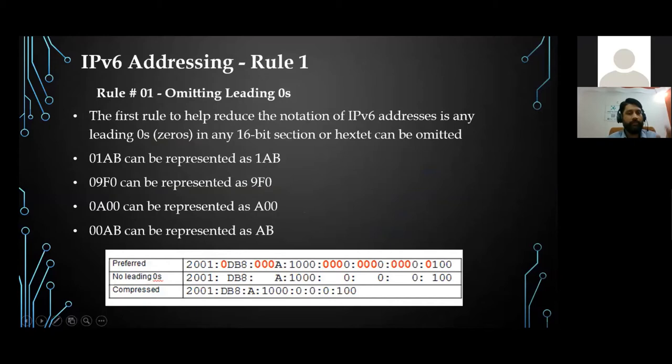Okay, the first rule was very simple: omitting the leading zero. Starting zeros can be omitted, like 01 alpha beta can be written as 1 alpha beta. That is very simple. Same concept for 00AB, which could be written as AB.